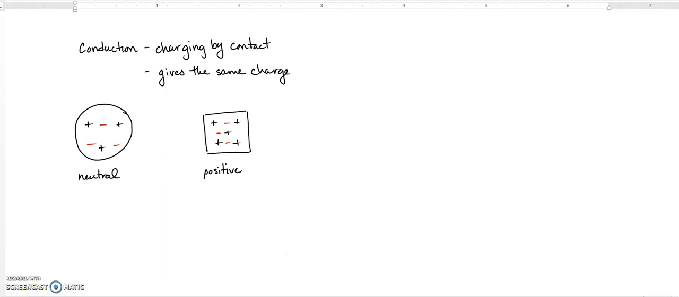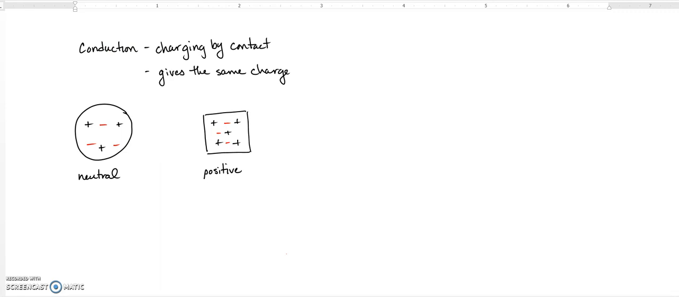All right, we already talked about the basics of electrostatics. So now we're going to talk about what happens when charged objects actually start interacting with non-charged objects, and how do we get electrons to move between them and things like that. So the first thing on the list is to understand conduction.